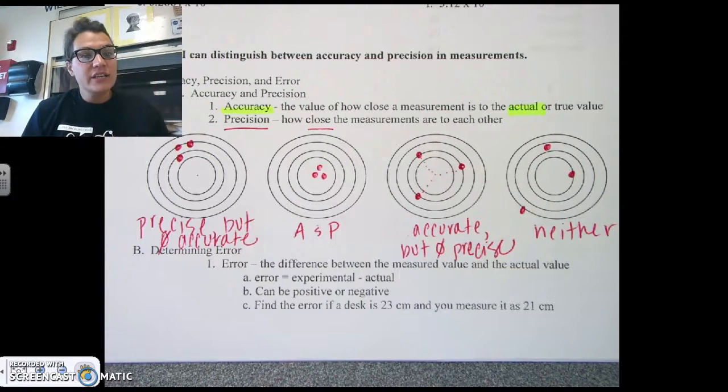So that is just simply accuracy and precision when we're talking about measurements. Most of the time we'll talk about accuracy and precision within the lab setting. The second thing that I'm going to talk about today is determining error.